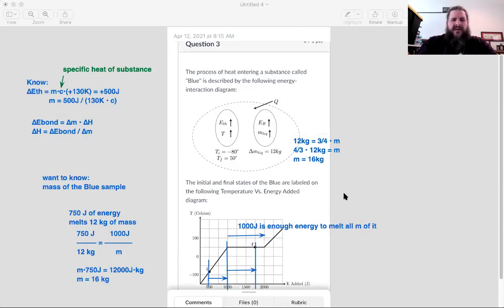So again, the problem as a whole looks pretty complicated, but if you can split it up into smaller pieces, each one of those smaller pieces is a lot more straightforward. Also, now that we have the mass, if we wanted to, we could plug that in to the delta E thermal equation and solve for specific heat. So we could get more information about that substance as well. Any other questions on that one?